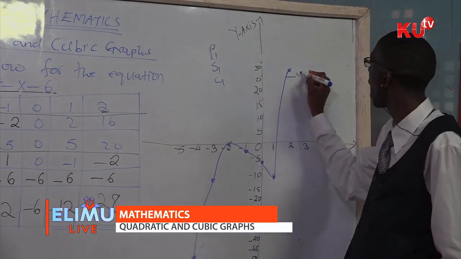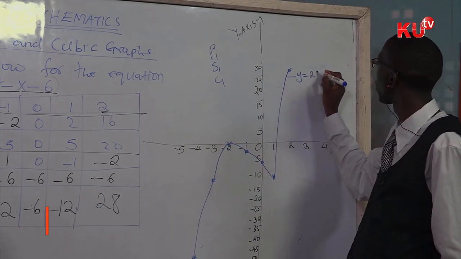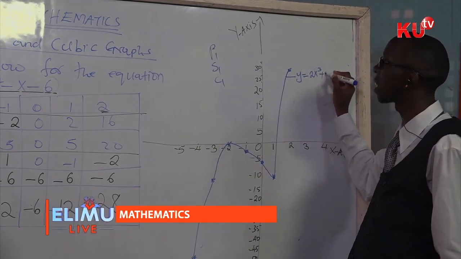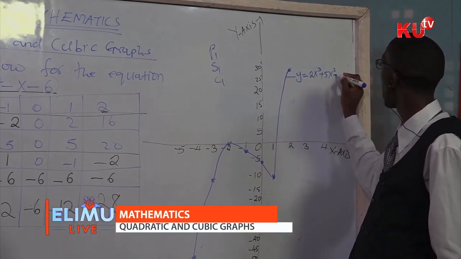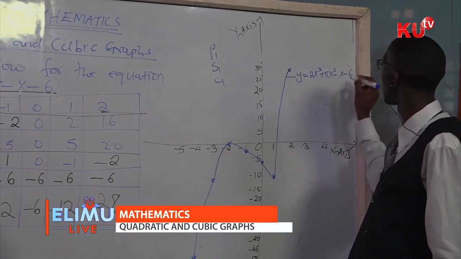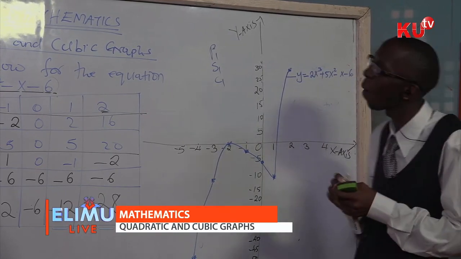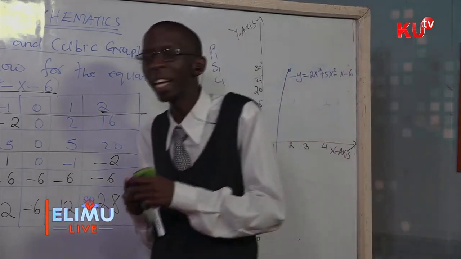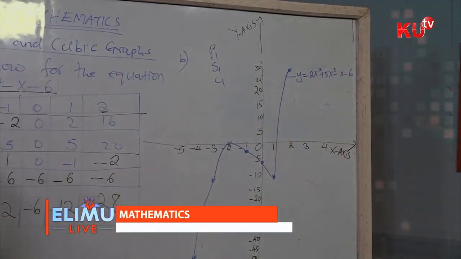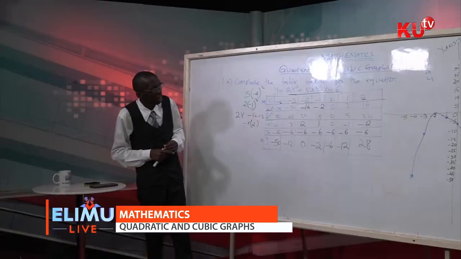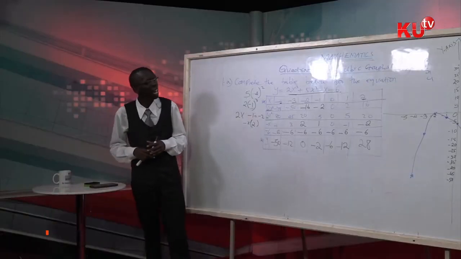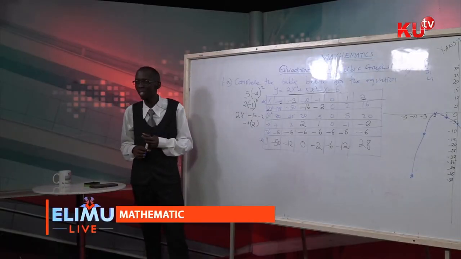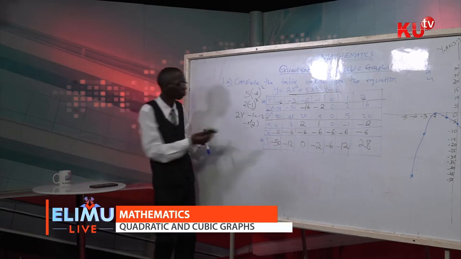Then for you to get the mark of a smooth curve, you must label your graph as y is equal to 2x cubed plus 5x squared minus x minus 6. That is our curve. That was question part B, plotting the graph of the equation given.